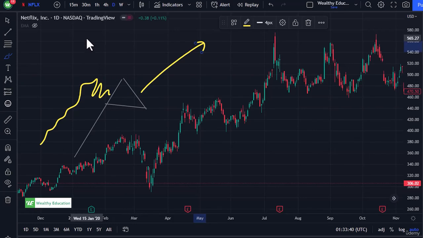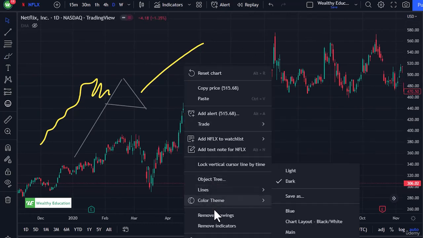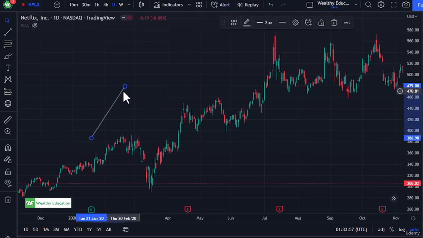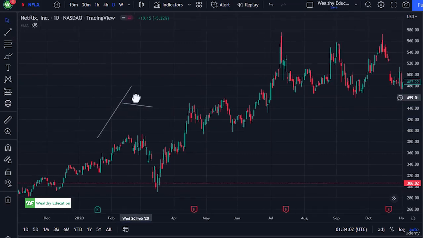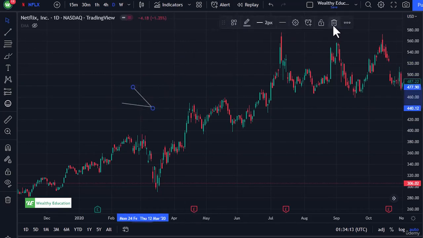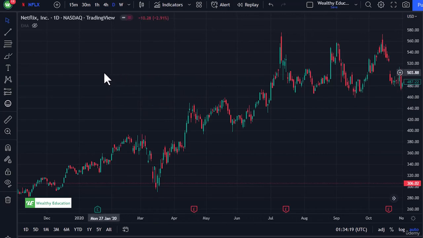Now, the nice thing about this is that you can use the built-in measuring stick. So, for example, if the pole of the pennant, the initial run higher before you get the consolidation, let's just say it is $12. Well, on a breakout above the pennant, you should get $12. You put your stop loss on the other side of the pennant and you take it from there. So let's take a look at a couple of examples.